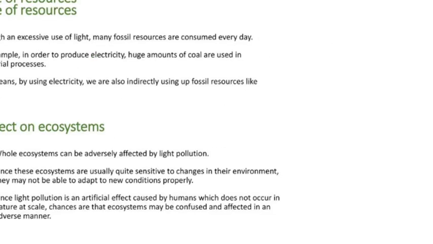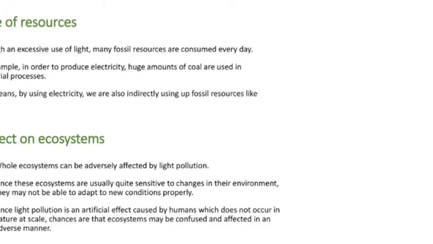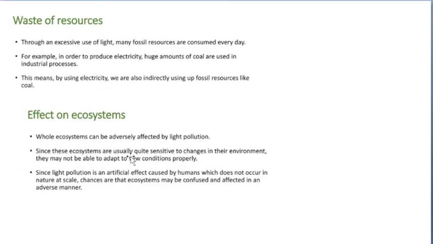So this is your, it reports effect on water resource also. So water resource, through an excessive use of light, many fossil resources are consumed every day. For example, in order to produce electricity, huge amounts of coal are used in industrial processes. This means by using electricity, we are also indirectly using fossil resources like coal.